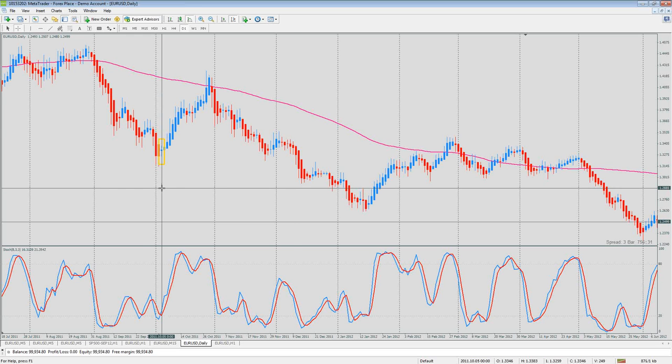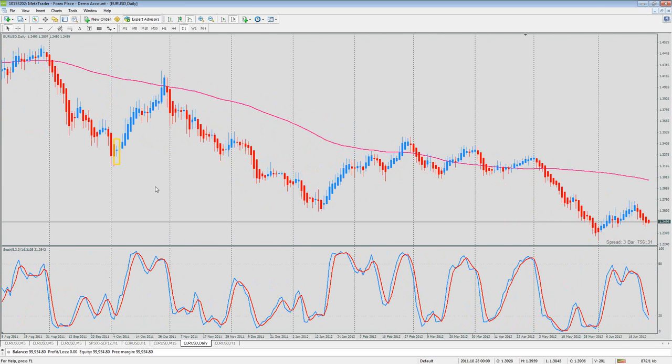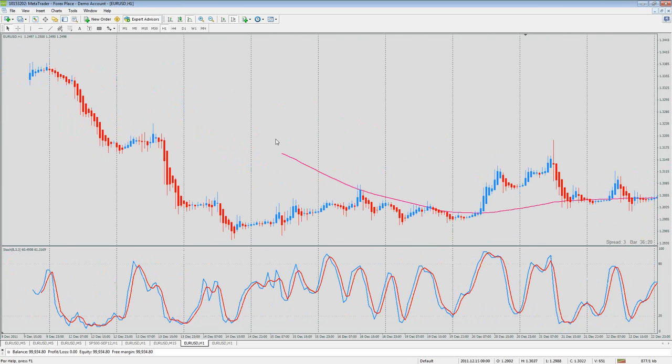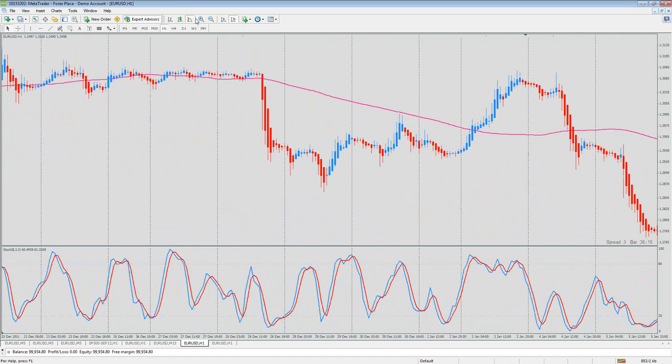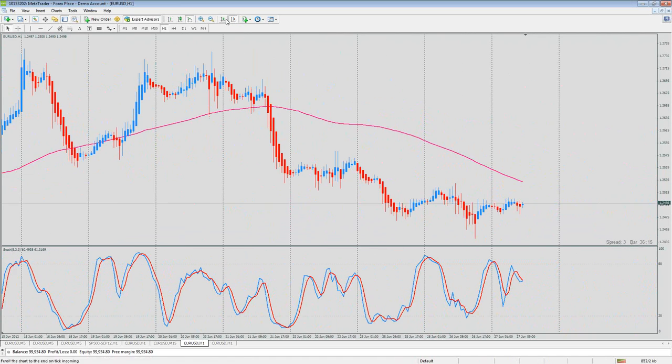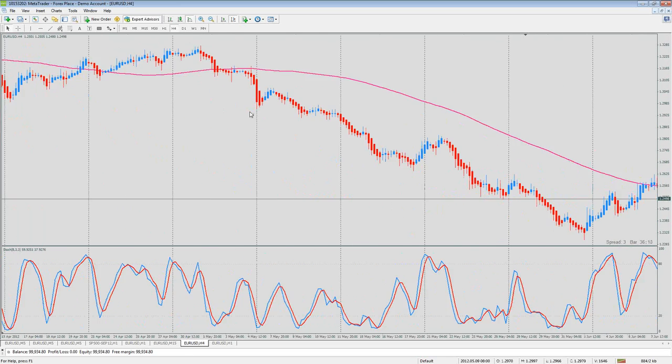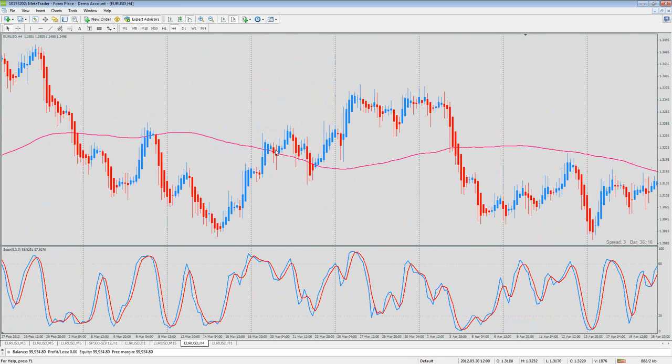This is still 2011. Geez, this is October. Okay, October 2011. I guess I need to. For some reason, it won't let me. Okay, you know what? I'll just pick the 4-hour chart to give you shorter time frame signals.